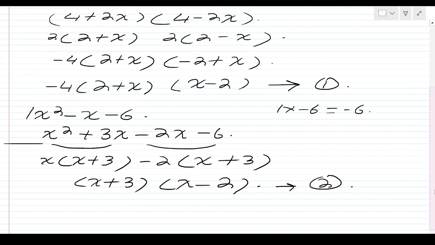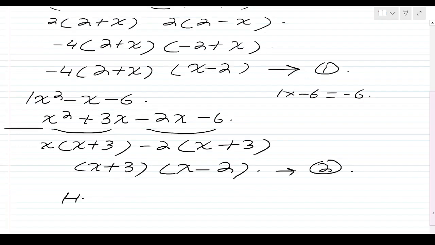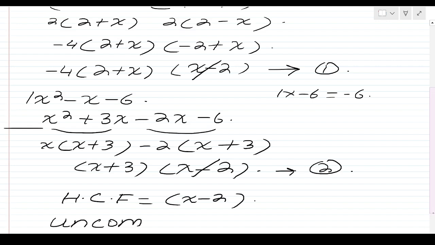Now what are the next steps? We need to find the HCF. The HCF is the common factors. So in the first expression we have x minus 2, and in the second expression we have x minus 2 again. So we can just write x minus 2. And then we need to find the uncommon factors in order to find the LCM. So what are the uncommon factors? X minus 2 excluded, we're going to write all of the factors. So we can write negative 4 bracket 2 plus x, and then we can write x plus 3.